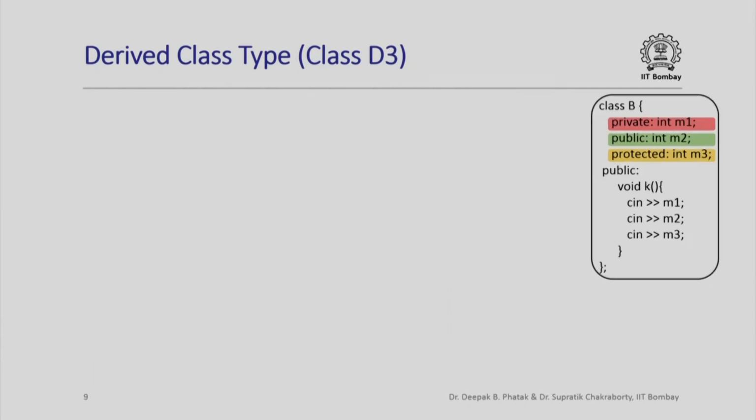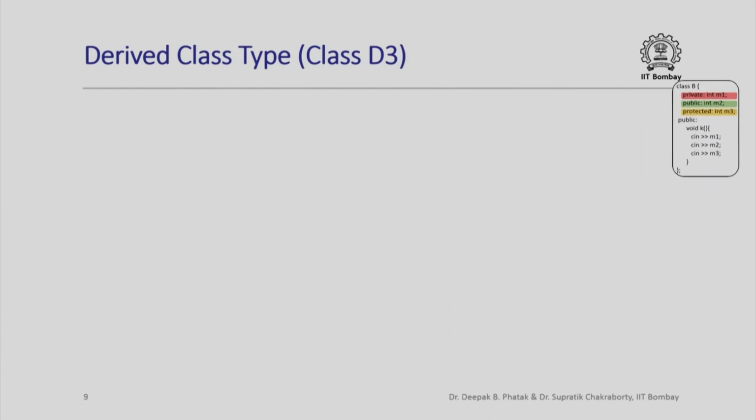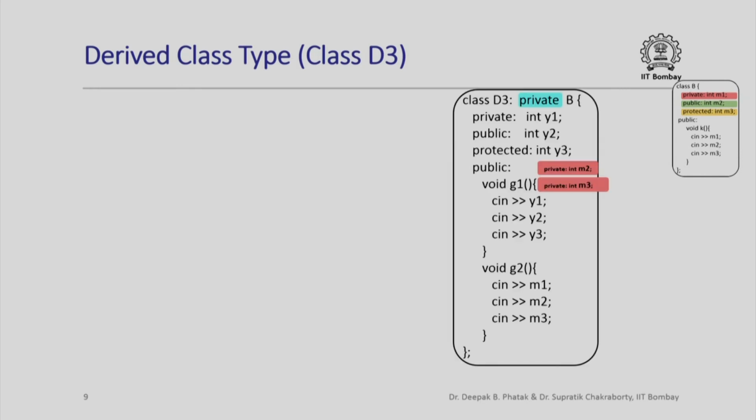And finally let us see what happens when I do a private derivation. So I have the same class B, and here I have a derived class D3 which is derived from the base class B, but the derivation is a private derivation. And once again I have 3 additional data members of different access control specifications over here. Once again, M1 being private in the base class cannot be accessed within the derived class D3.